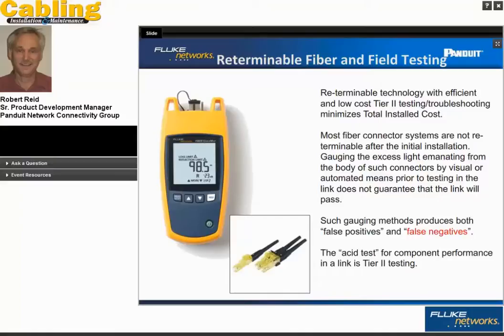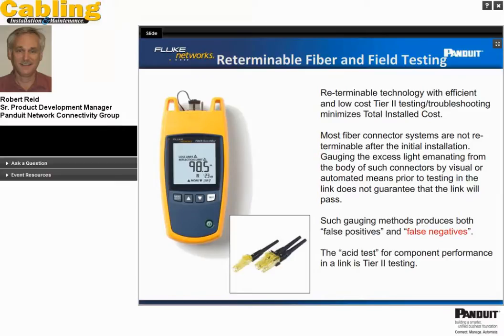And what I state here is that most connector systems are not reterminable after initial installation, and gauging the light by visual or automated means, prior to doing the link test, which is the acid test, doesn't guarantee that the link will pass. So such gauging methods produce both false positives and false negatives. And again, the acid test for component performance on an individual basis, return loss and insertion loss, is Tier 2 testing. And that's the end of my presentation, and I'm going to turn it over to Patrick to introduce Harley.